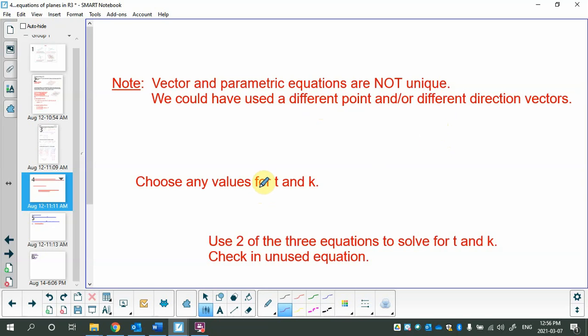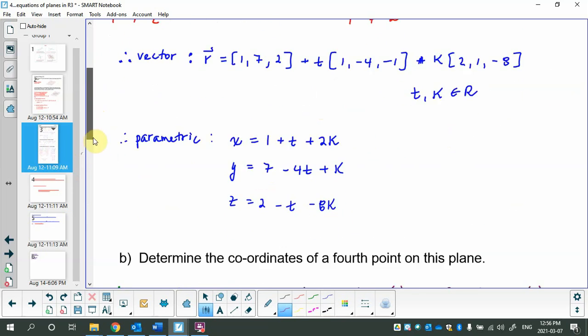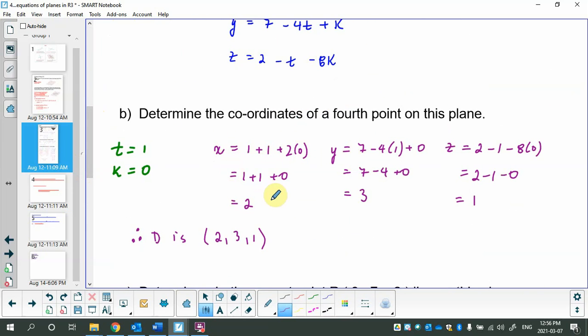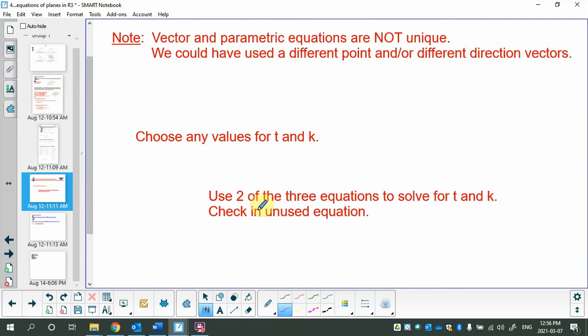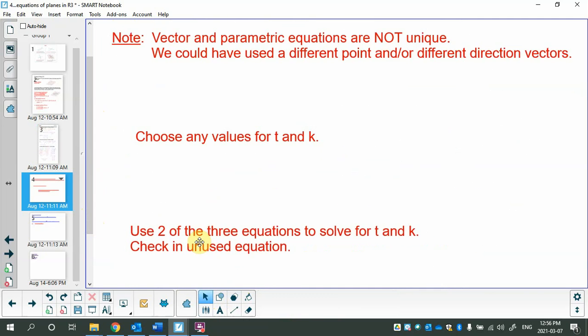You choose any values for T and K to find your fourth point. And for the last part, use 2 of the 3 equations to solve for T and K, and then you check in the unused equation.